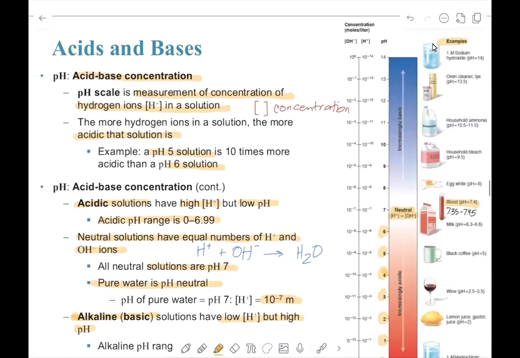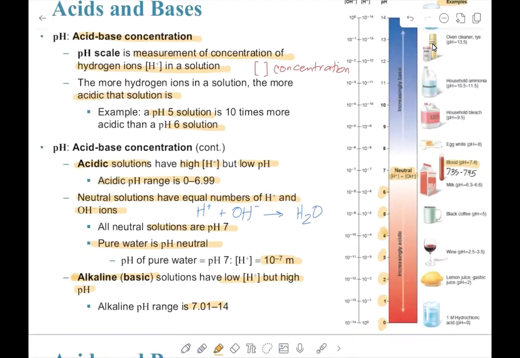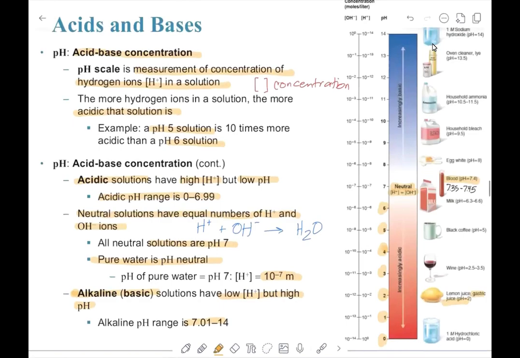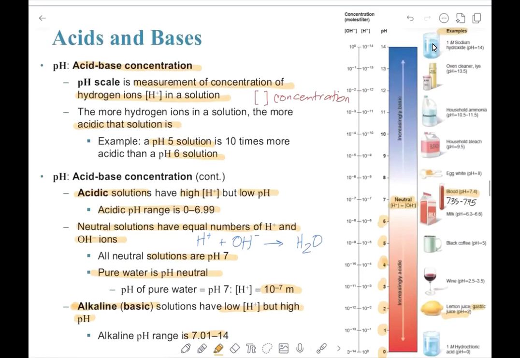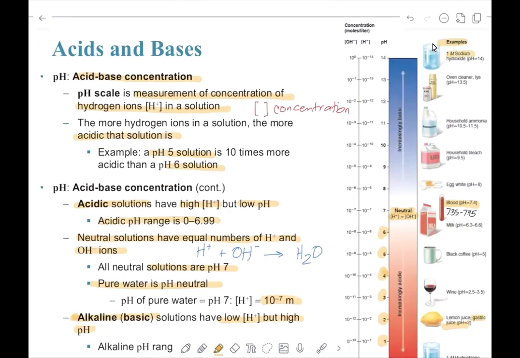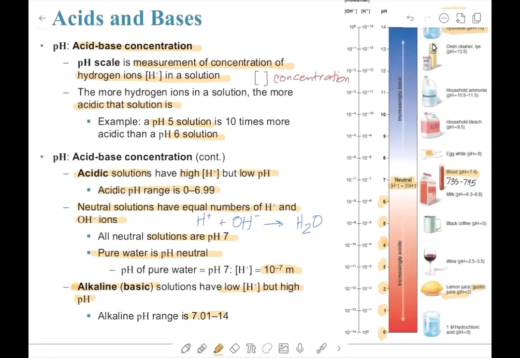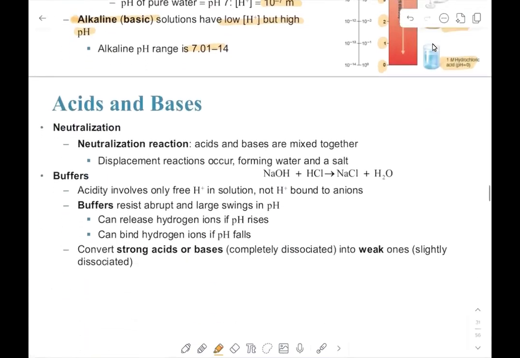So on the test, if I asked you what lemon juice or gastric juice was, you should know it's a pH of 2. You should know some other examples like sodium hydroxide is very basic. It has a pH of 14, which is the highest you can go. And that's the extreme opposite of hydrochloric acid, which could have a pH of 0. When you take chemistry classes, your teacher is going to dilute the hydrochloric acid that you would use before the students actually use it so it doesn't cause harm.